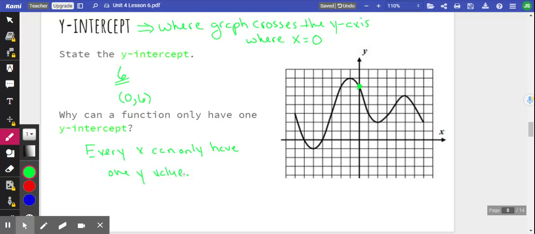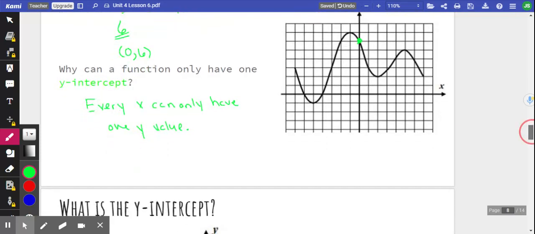Okay, every x can only have one y. You can't have 2 points when x equals 0 or 3 or whatever. You can only have one. So you're going to try it out. This graph should look familiar.